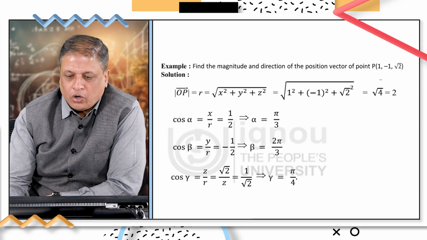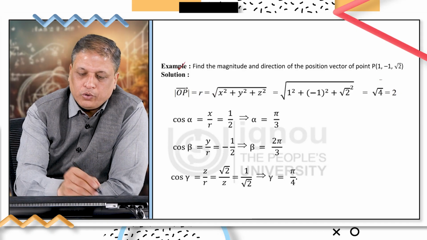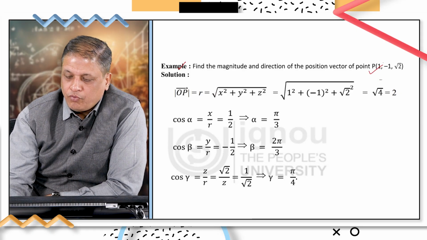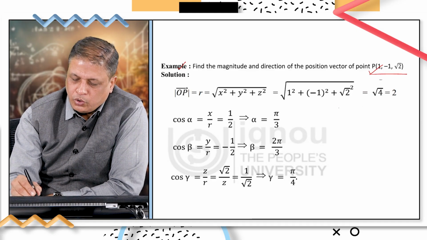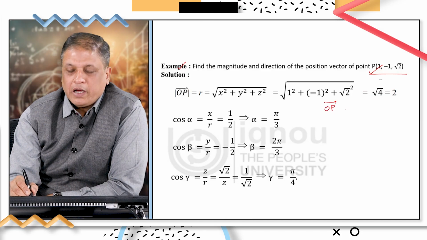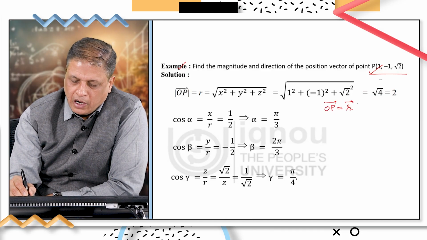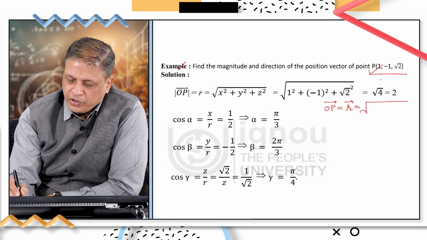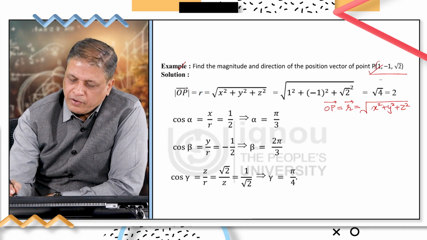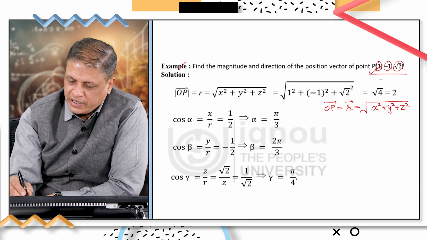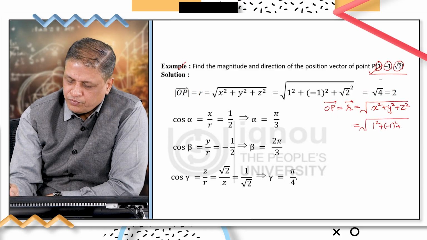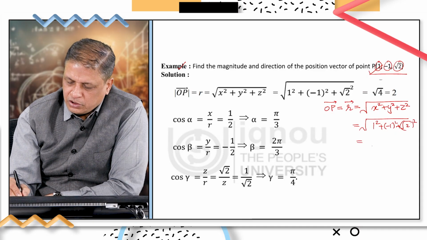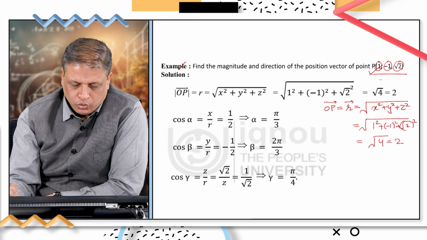Now, let's solve one more numerical that finds the magnitude and direction of the position vector P (1, -1, square root of 2). So, the point P is given to us. Say it is given by vector OP, which is equal to vector r. The magnitude of this will be equal to the square root of x square plus y square plus z square. What are the x, y and z components? 1 is x, -1 is y and square root of 2 is z. So, this will be equal to square root of 1 square plus (-1) square plus (square root of 2) square. This turns out to be square root of 4, that is equal to 2.